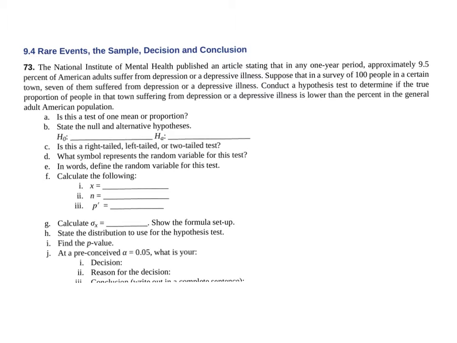All right, this test, let's see. It says conduct. I'm looking at, first of all, what the test claim is. It says in the last sentence, basically, determine if the true proportion is lower than the general population. I know it's pretty wordy, but it says the proportion in this town is lower than the general population, which is 9.5%. So 0.095.